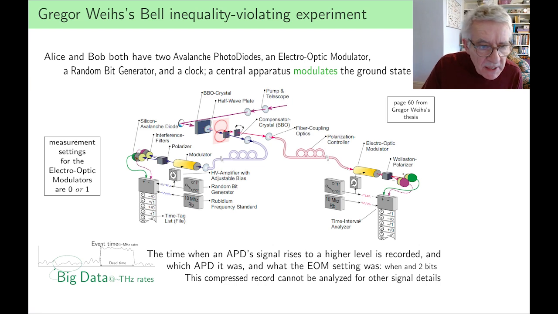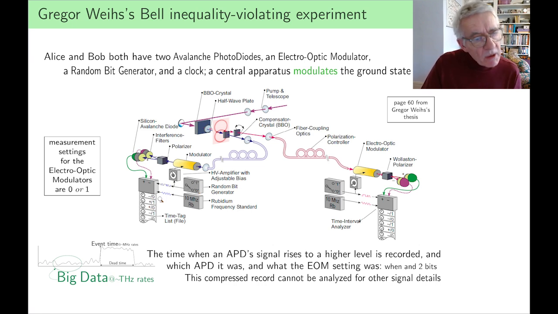As well as these APDs, avalanche photodiodes, Alice and Bob both have a polarizer that splits the light into two pieces that can be detected separately by the two different APDs. And then you have a modulator that changes the polarization by nothing at all or by 45 degrees, depending on what the random bit generator value is, either 0 or 1.